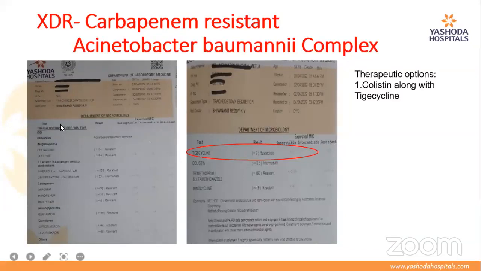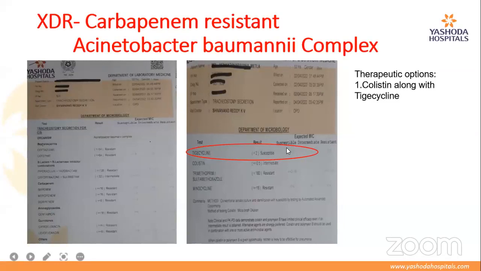Now this is XDR carbapenem-resistant Pseudomonas. Here an ET secretion culture has been sent, and we got Pseudomonas aeruginosa, which is resistant to almost all the drugs except aminoglycoside. These are very common nowadays. Cefepime is anyway intermediate. So in this case, the only options will be again the aminoglycosides and colistin, which is intermediate.